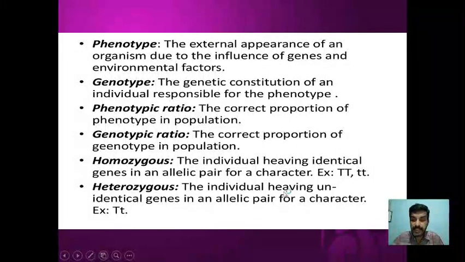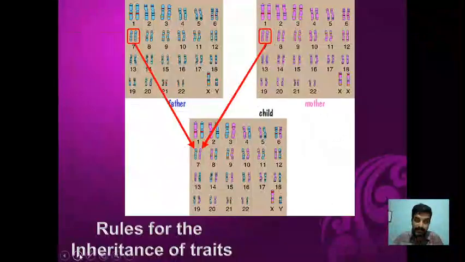Then individuals having non-identical genes, so slightly changed genes in an allelic pair for a character, is called the heterozygous condition. That is capital T and small t. Here we cannot find T on the DNA. We find only the nucleotides, but for our convenience we represent it in the form of alphabets. Just like during attendance, instead of calling your name, we assign you a roll number and simply call 1, 2, 3, 4 like that. Here also Mendel used this technique.